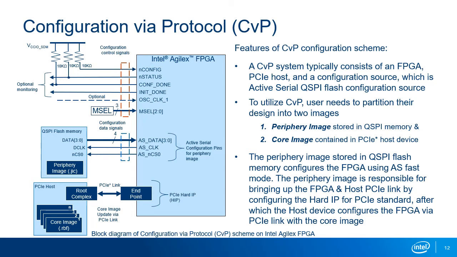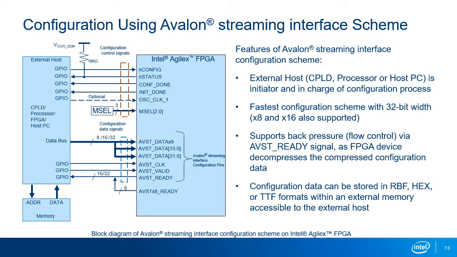The Avalon streaming interface is a passive configuration scheme, meaning it uses an external host to control transfer of configuration data via an internal or external storage memory into the Agilex device. The host device can be a microprocessor, CPLD, or an FPGA device. The design that controls the configuration process resides in the external host. You can use the Parallel Flash Loader 2 IP core with a MAX 2, MAX 5, or MAX 10 device as the host to read configuration data from the flash device and configure the Agilex device.